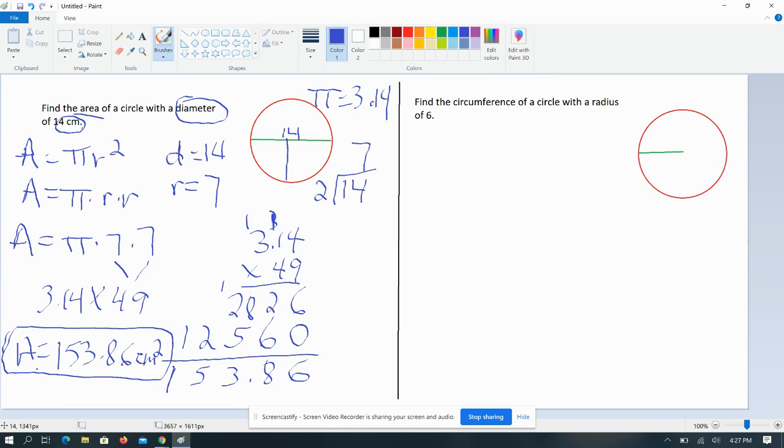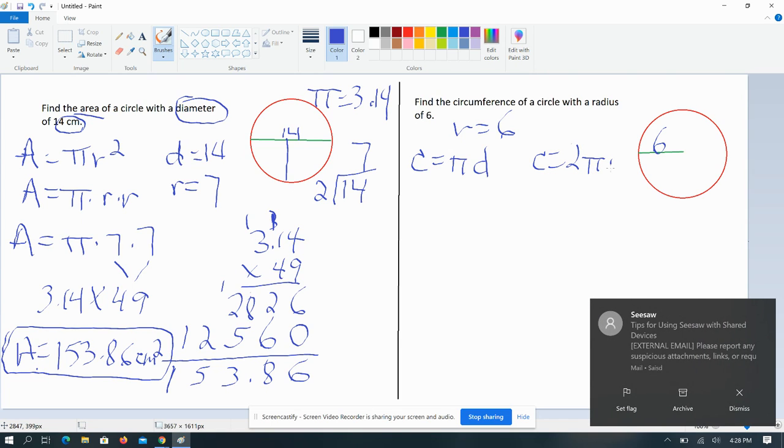When you go look at the other side, we're going to look at finding the circumference of a circle with a radius of 6. I know the radius is halfway, and I know it's 6. So my radius is equal to 6. There are 2 formulas I can use for circumference. You can either have circumference equals pi times the diameter, or circumference equals 2 pi times the radius.